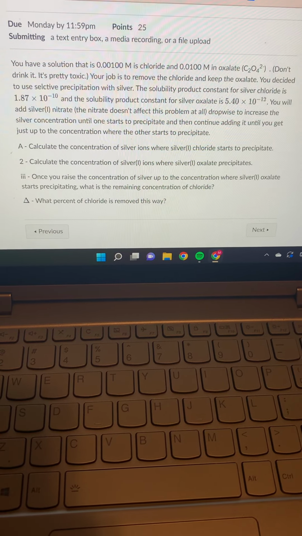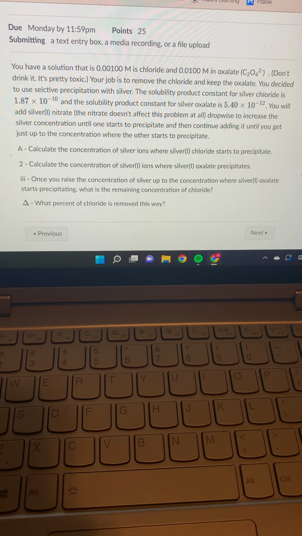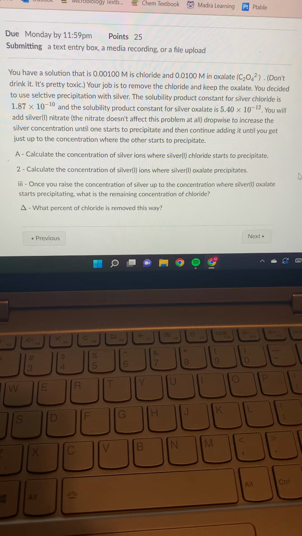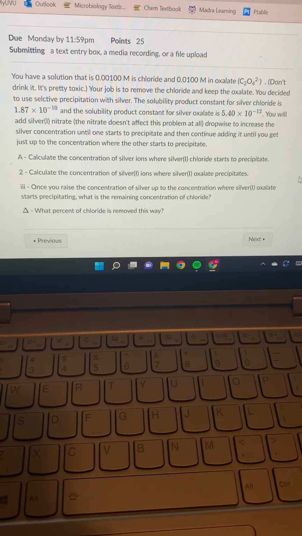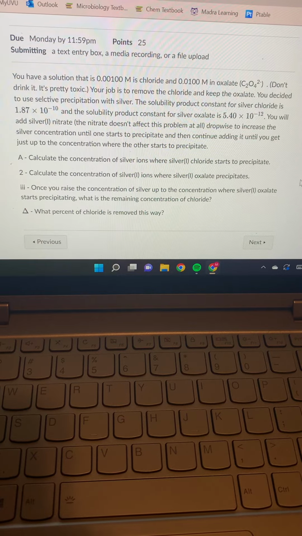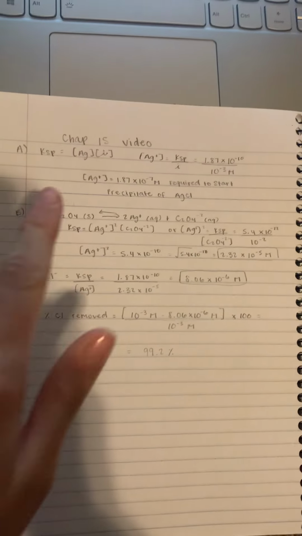We will have to add silver nitrate dropwise to increase the silver concentration until one starts to precipitate, and then continue adding it until you get just up to the concentration where the other starts to precipitate. So first we have to calculate the concentration of silver ions where silver chloride starts to precipitate. So we were able to do that.